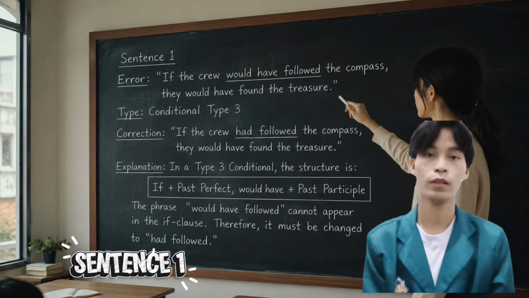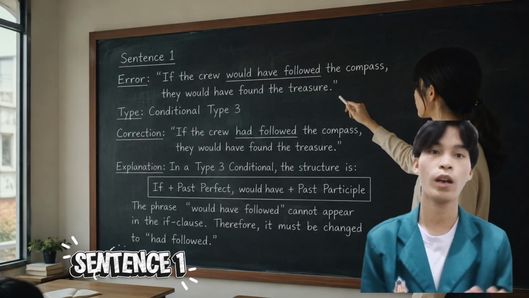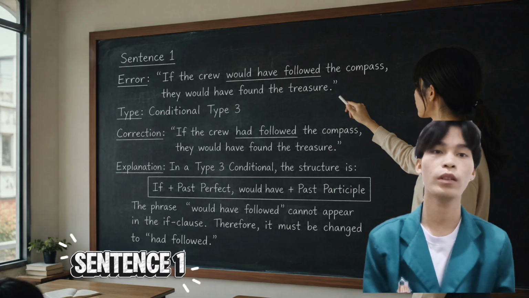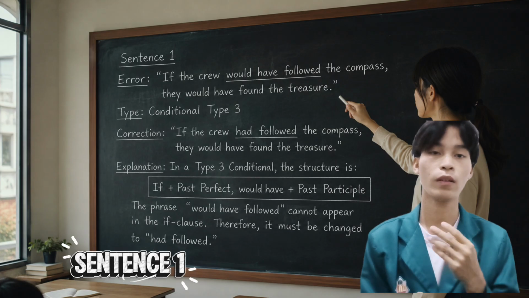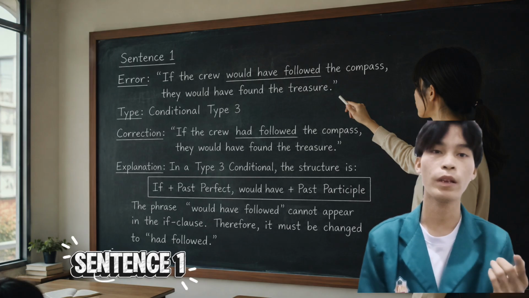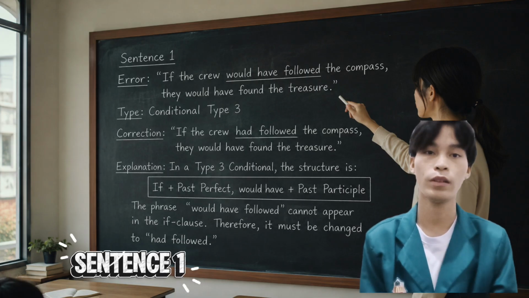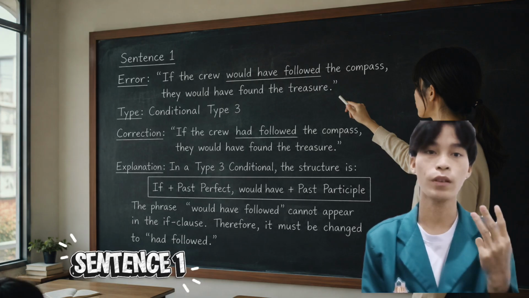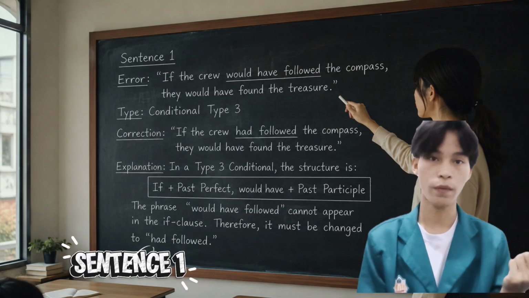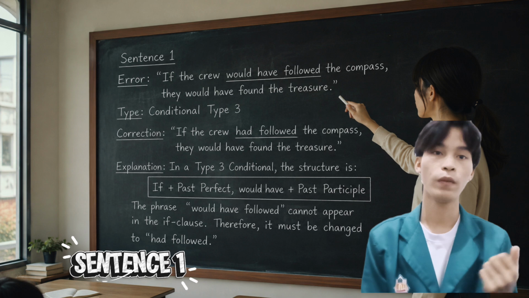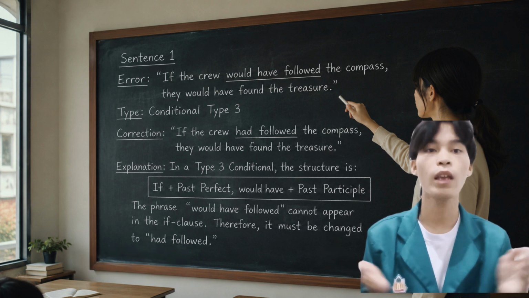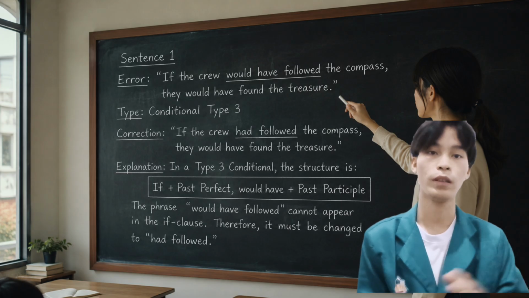Okay, sentence 1. The error sentence is: "If the crew would have followed the compass, they would have found the treasure." This is conditional type 3. The correct sentence is: "If the crew had followed the compass, they would have found the treasure." In a type 3 conditional, the structure is if plus past perfect, would have plus past participle. The phrase "would have followed" cannot appear in the if clause. Therefore, it must be changed to "had followed."